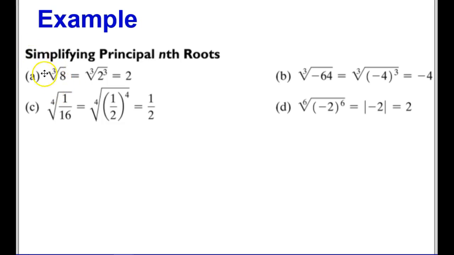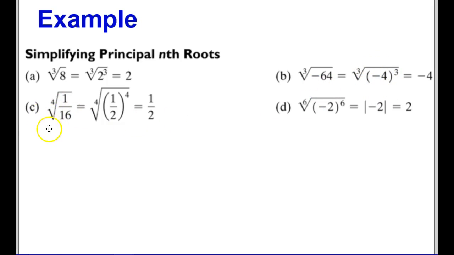So I'm looking at the cube root of 8. So my question is, what do I multiply by itself 3 times to get 8? And that answer would be 2. So here we go. Again, a cube root. What do I multiply by itself 3 times to get a negative 64? Well, that's a negative 4.